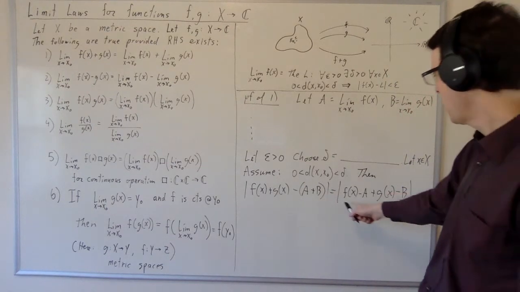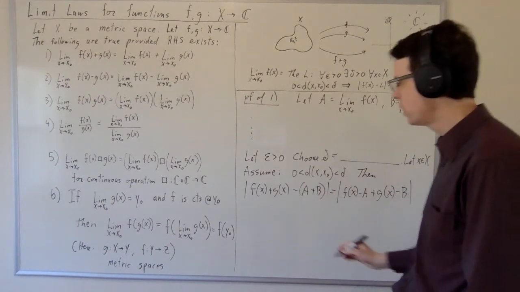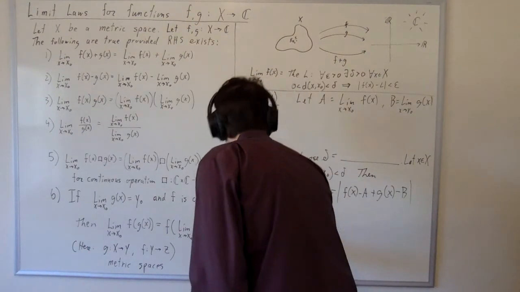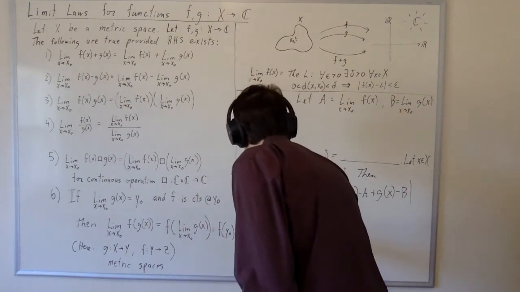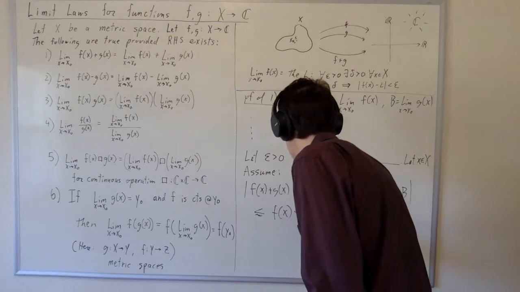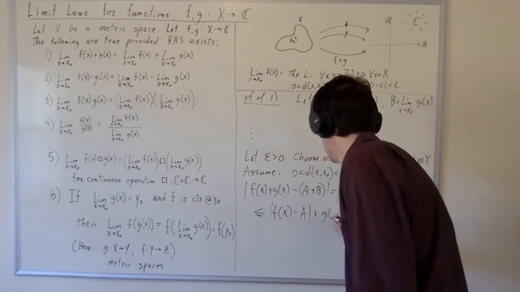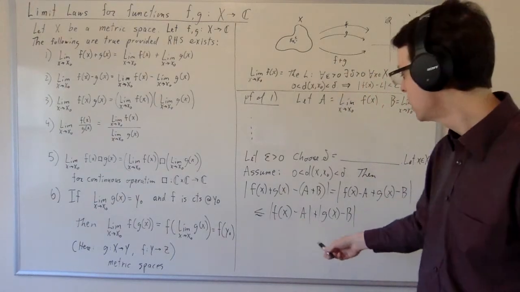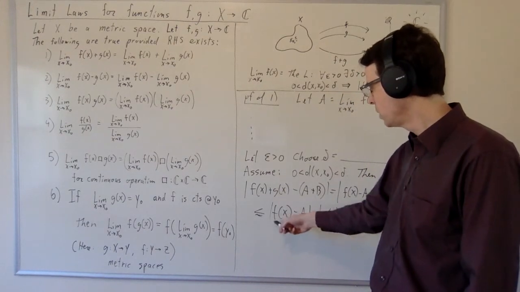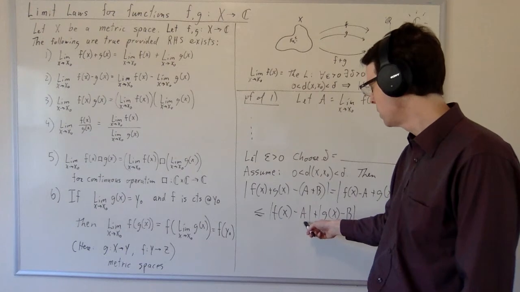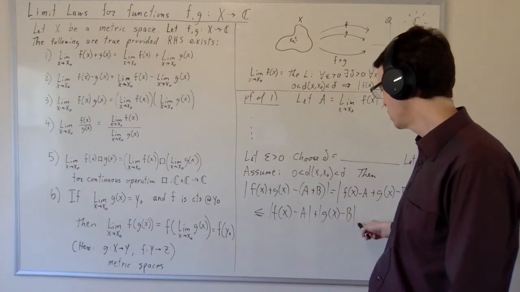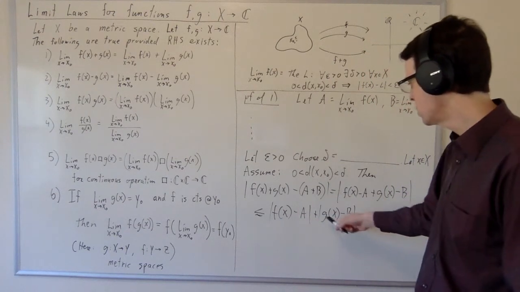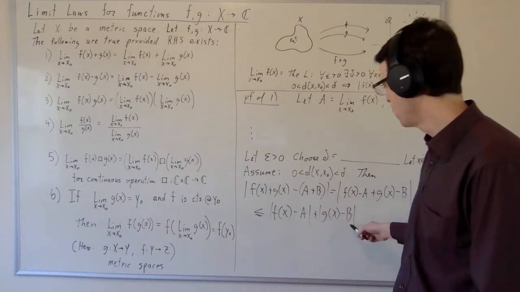And then here we have an absolute value of a sum, so we apply the triangle inequality, and we get the absolute value of f of x minus a plus the absolute value of g of x minus b. And this is great news because this is the value of the function compared to its limiting value, and this is the value of a different function compared to its limiting value. And so we expect both of these to be small.